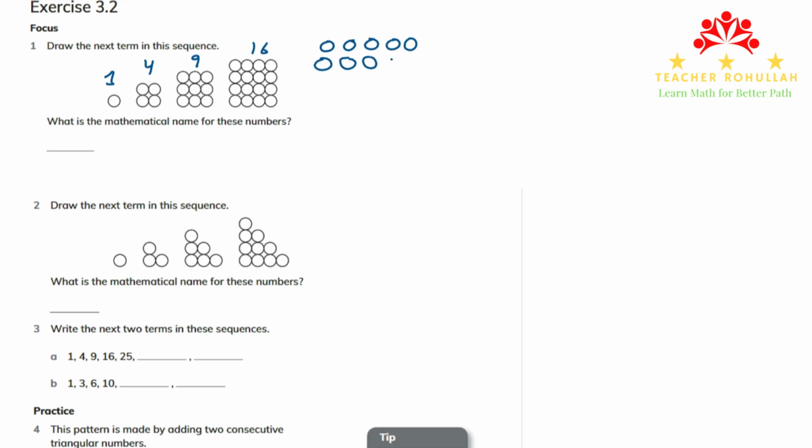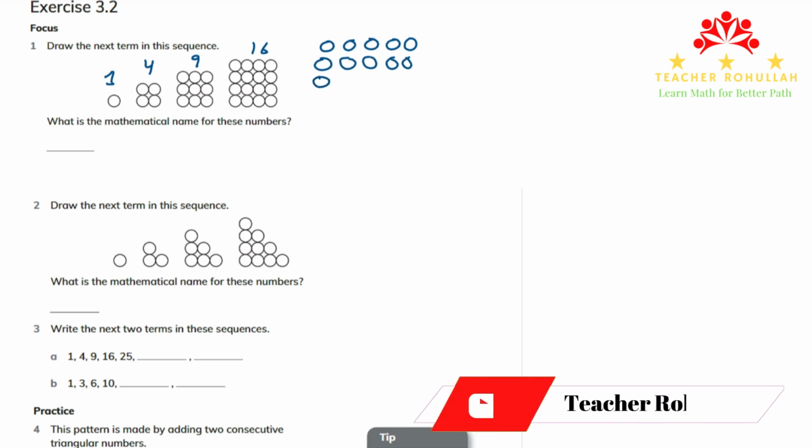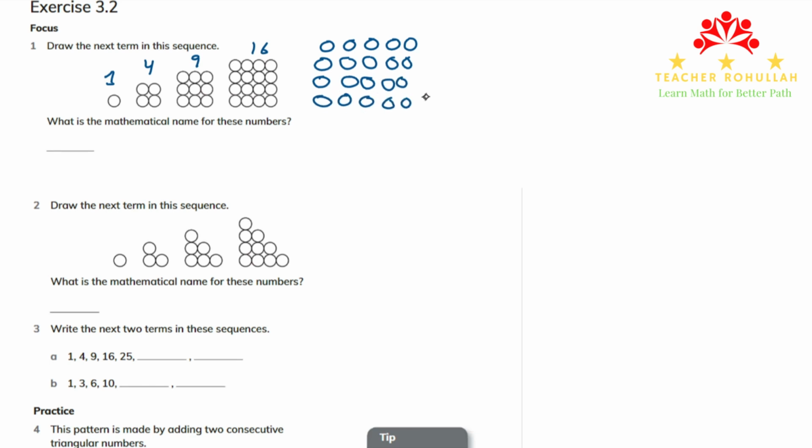1, 2, 3, 4, 5. 1, 2, 3, 4, 5. 1, 2, 3, 4, 5. And another one. 1, 2, 3, 4, 5. Now we have a 5 by 5 array, which makes a square.